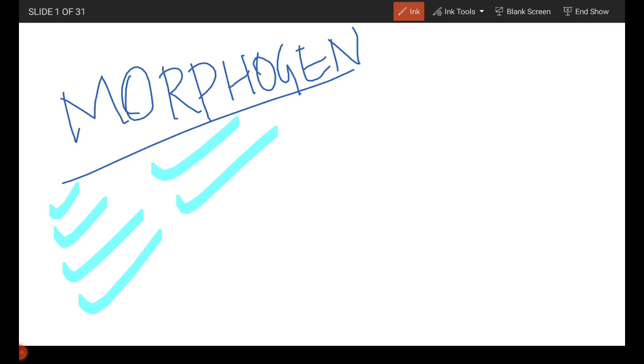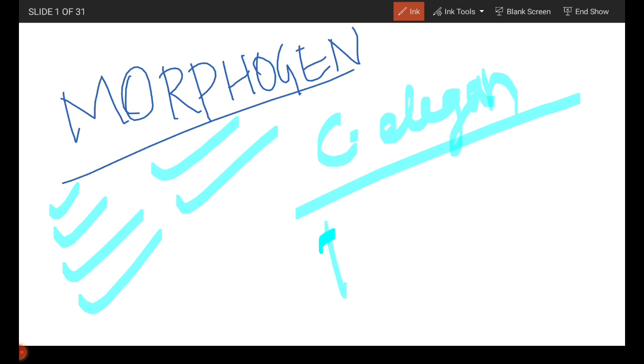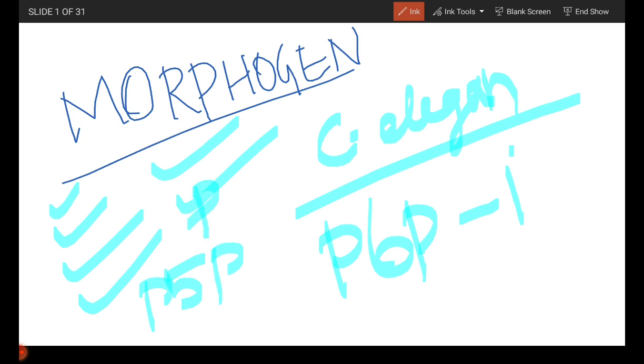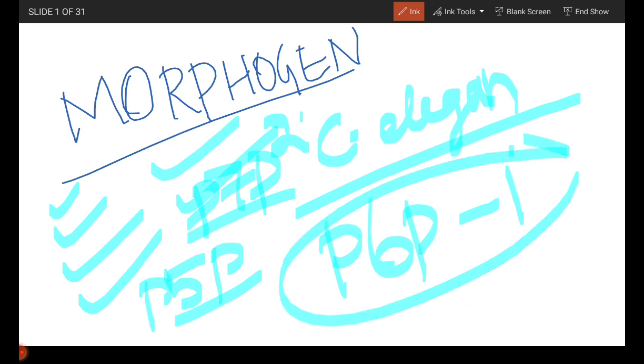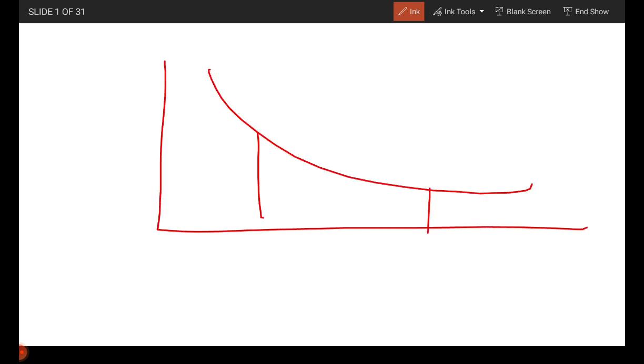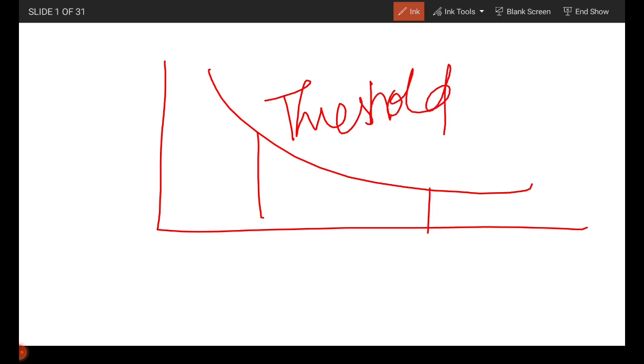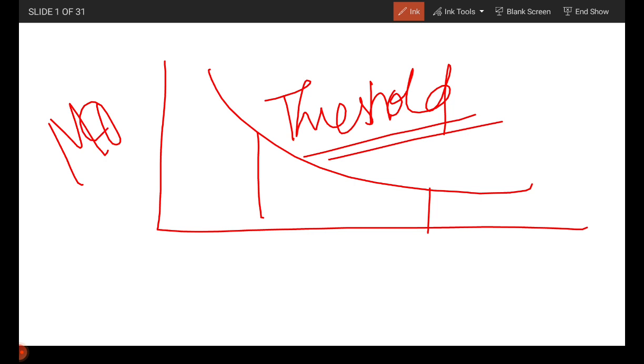We have explained with the help of C. elegans how P6P attained the primary cell fate, and P5P and P7P reached the secondary cell fate. We have explained this with an example as well. Then we have seen this graph-oriented threshold concept of morphogenic gradient.